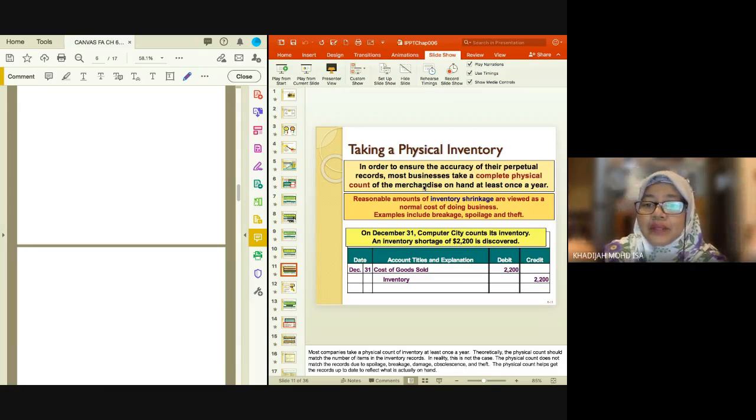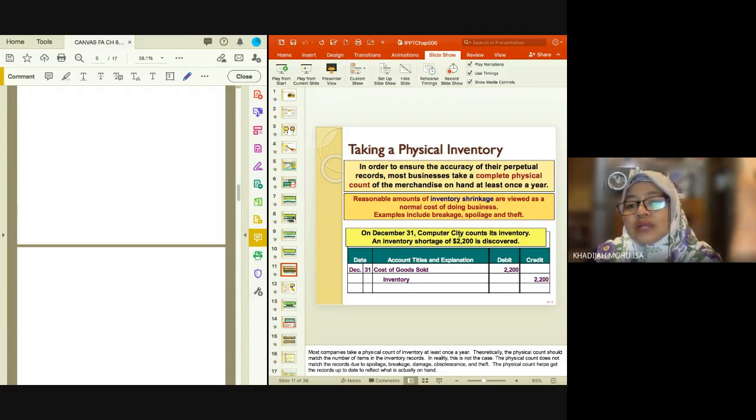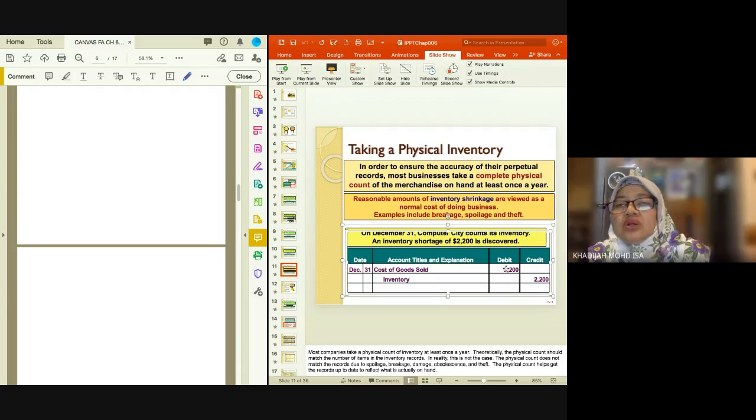In this example, it says that an inventory shortage of 2,200 is discovered. So in this case, there is a shortage already. When there is a shortage, it becomes a loss. Alright, it's an expense. So that will be recorded under cost of goods sold debit. Because it's an expense, it's a loss to you. When there is spoilage and damages, these are losses, these are expenses, right? So you debit your COGS and you credit your inventory.